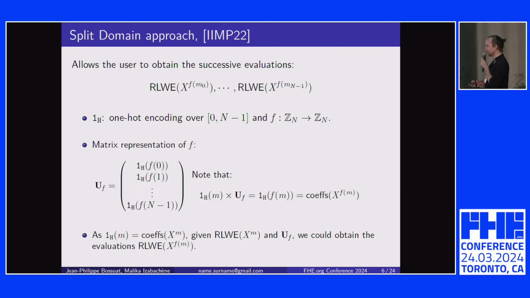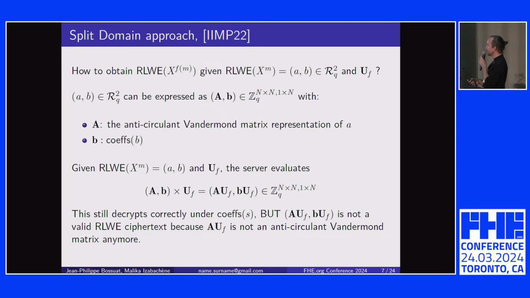of this function. So given the one-hot encoding of M and the LWE encryption of M and the matrix of F, we should be able to retrieve the encryption of the evaluation of this function. So how to do that is fairly simple.